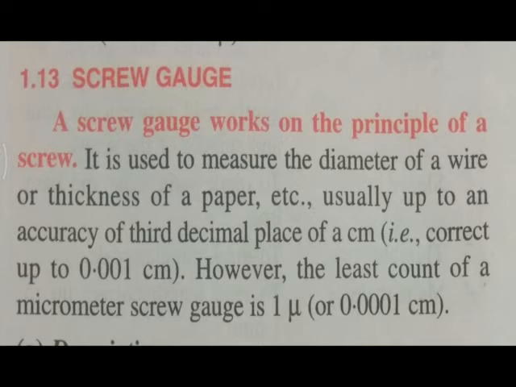Now next comes the screw gauge. What is a screw gauge? Screw gauge works on the principle of screw that I have already told you. And why is it used? It is used to measure the diameter of a wire or thickness of a paper. See, paper is very thin, so with the help of screw gauge you can calculate the thickness of the paper also, right? And as we have seen that it is more precise, we can calculate the value up to 3 decimal places. That means it is much better than the vernier caliper as well as the scale.